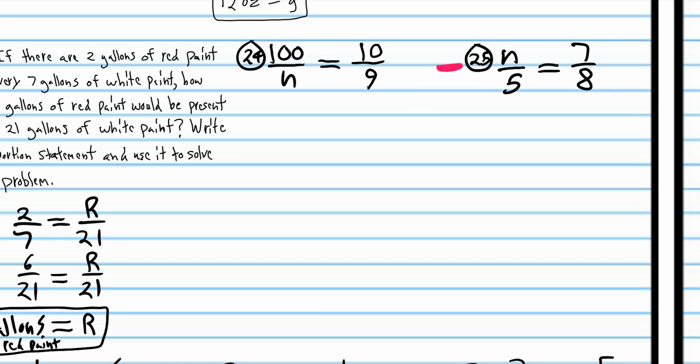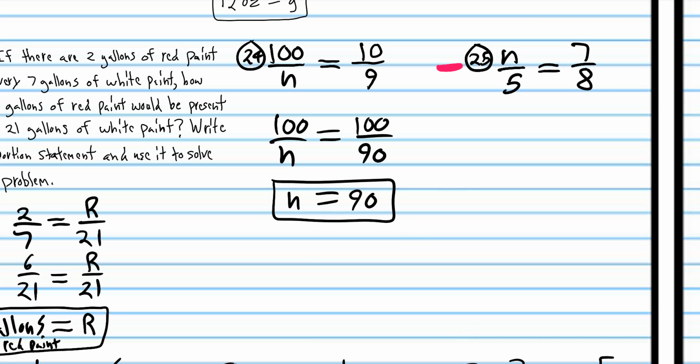All right, we're back. So we want this number to be 100 because the numerator in the other fraction is 100. So we're going to multiply both sides of the fraction to the right by 10, and we get 100 over 90. So obviously n equals 90. So if you got 90, good job. If you didn't, that's okay. Just go back and figure out what you did wrong. All right, so we're on to number 25.